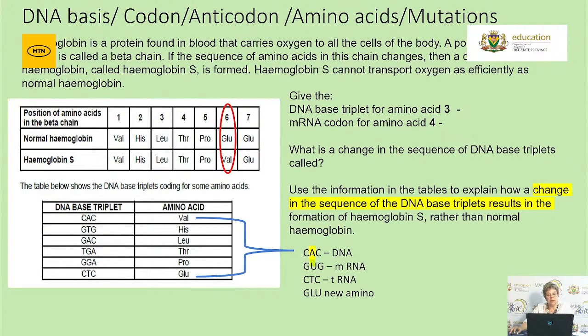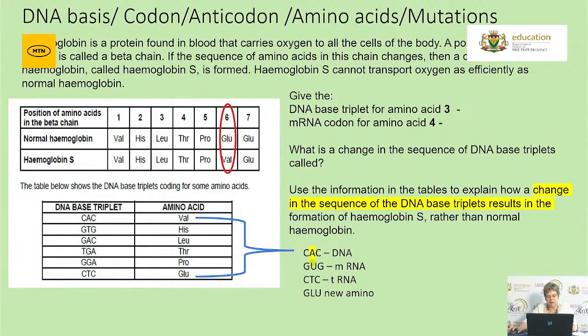So the CAC on the VAL changed to GAG on the mRNA, and therefore a new amino acid was formed. So specifically refer to the different codons and anticodons that were formed when they ask, explain the mutation. Sometimes there is a mutation, but then the new codon or anticodon will also code for the same amino acid. So there is a mutation, but there's no change in the amino acid, so there's no change in the protein.